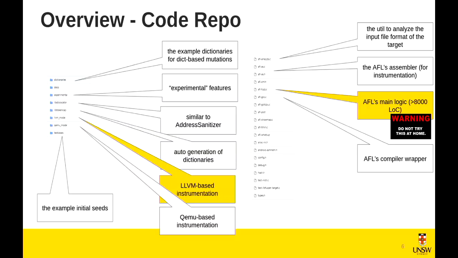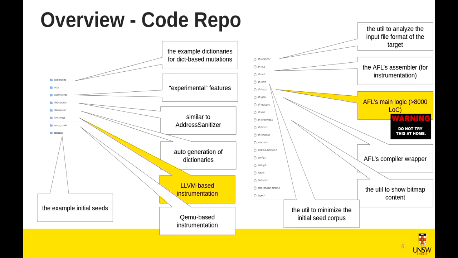And AFL GCC is a wrapper for compilers to do instrumentation. And AFL show map is a utility tool to show the bitmap content, and we will learn about the keyword bitmap later. And the last tool here is called AFL cmin, which is to minimize, because users need to provide the initial corpus of seed inputs. And this utility could minimize the initial seed inputs according to their coverage.